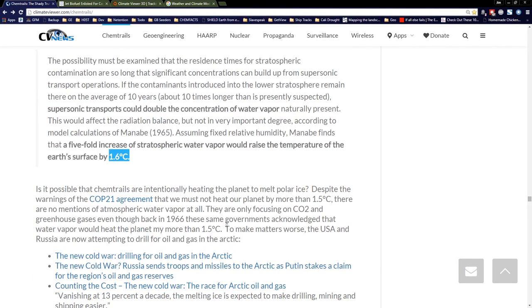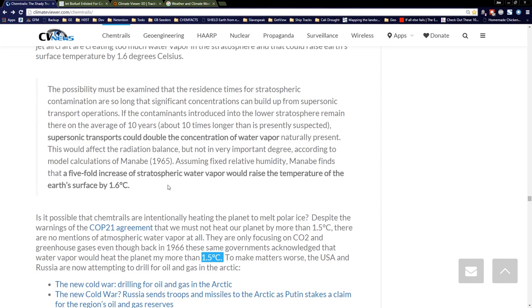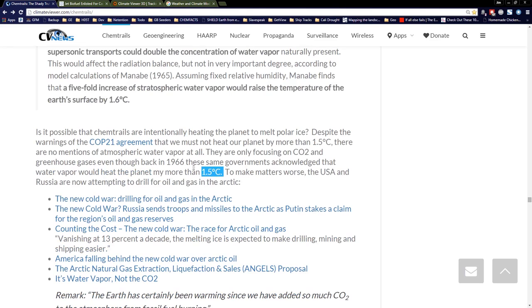That number is important because at COP21, they're all bitching about 1.5 degrees Celsius, when they know that back in 1966, they were saying that water vapor from planes could heat the planet by 1.6 degrees, and nothing was done. In fact, at COP21, nothing's even being talked about in regards to water vapor or clouds trapping heat. There's no mention, so there is your conspiracy.